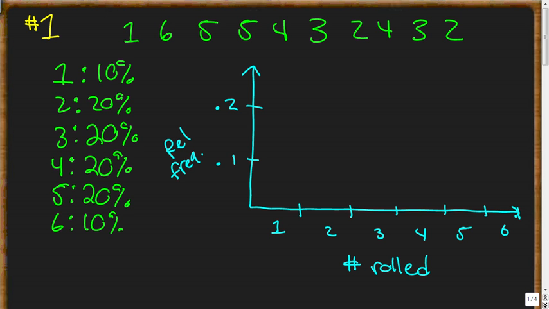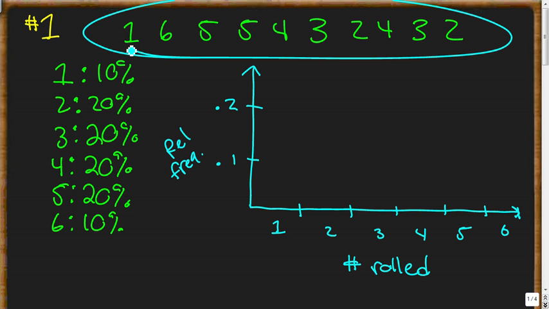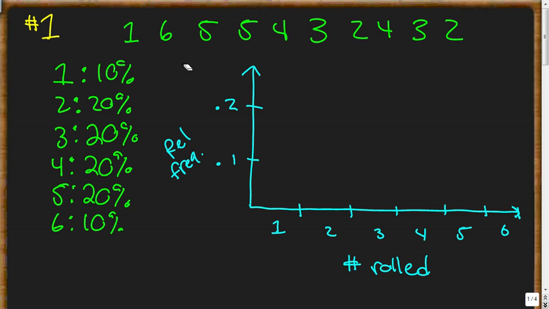Okay, so today we're going to talk about a few examples, and this is about creating histograms. The first one we're going to do is based on discrete data. Up here at the top, we have 10 rolls of a single six-sided die. Okay, so we got a 1, a 6, a 5, a 5, a 4, a 3, a 2, a 4, a 3, and a 2. But of course, you can read all that.